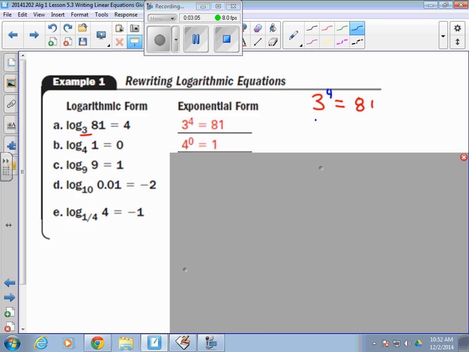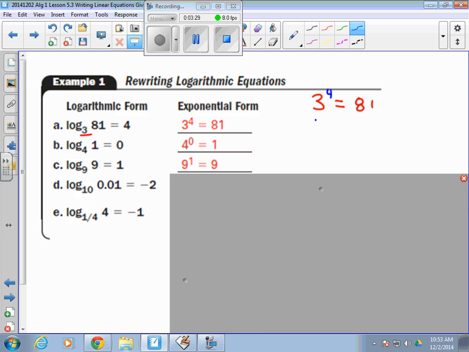So notice, on the other side of the equal sign, those are all of the exponents. The base is the small subscript number, and then the of 1 part is what you're actually trying to get to. So the next one, you'd read it as log base 9 of 9 is equal to 1. 9 to the first power is equal to 9.